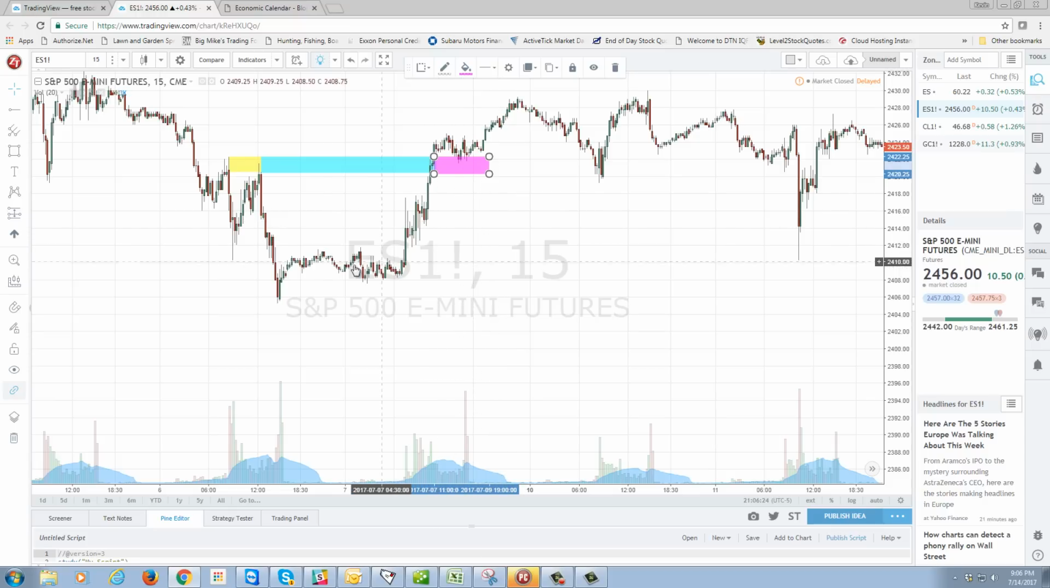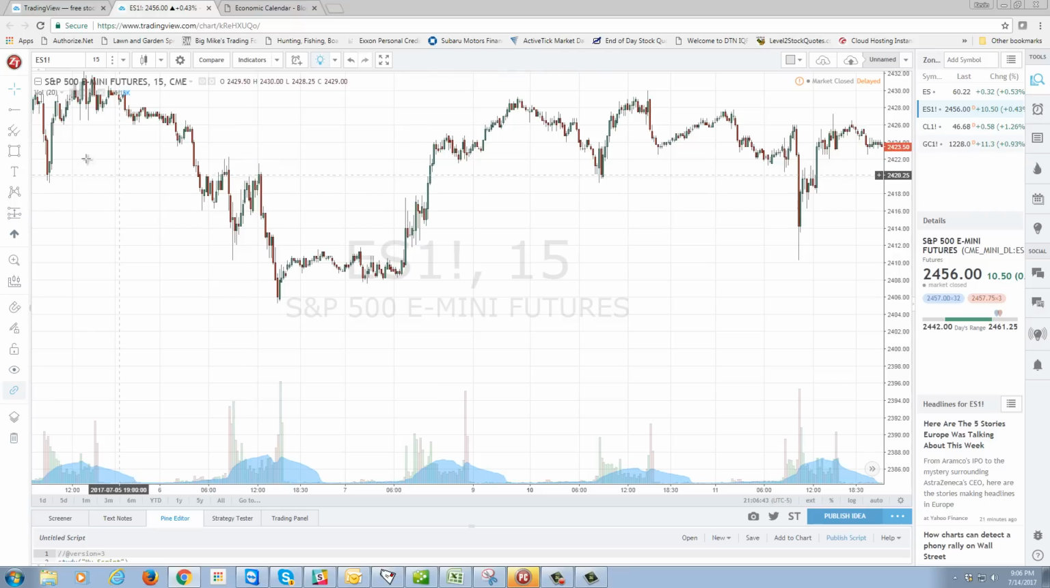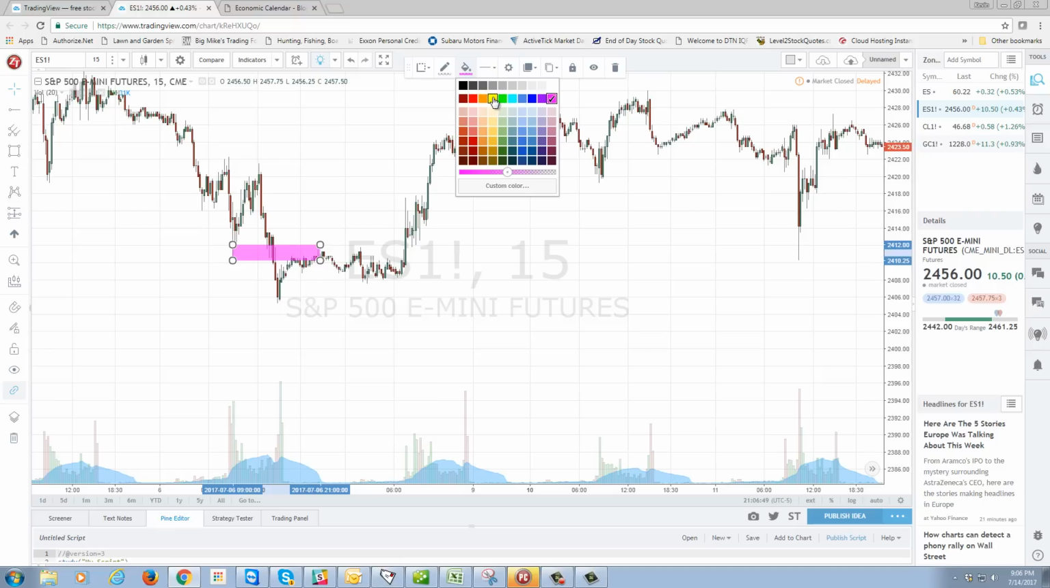Okay, let's just see if we can find some other ones here. Okay, you may be tempted to do this one, because we had a nice move up. But look what happened here. This up move did not break this supply. If this price action would have gone up into this area, then we would draw this as a demand zone. But we did not take it as a demand zone because it didn't break the previous supply.